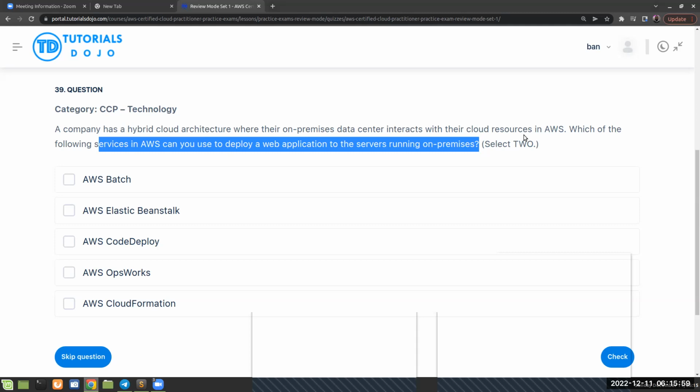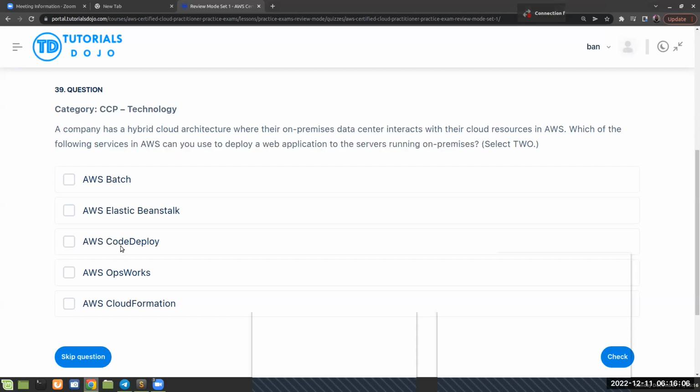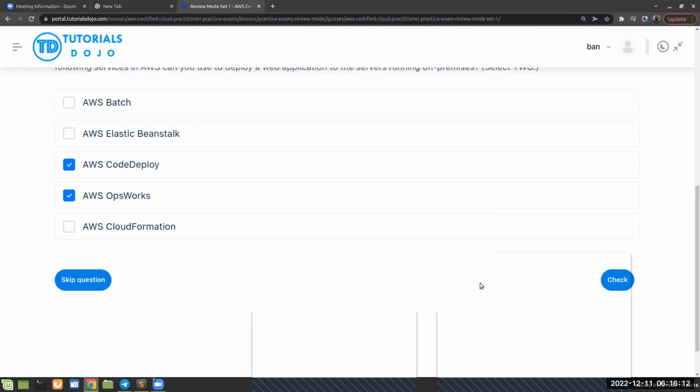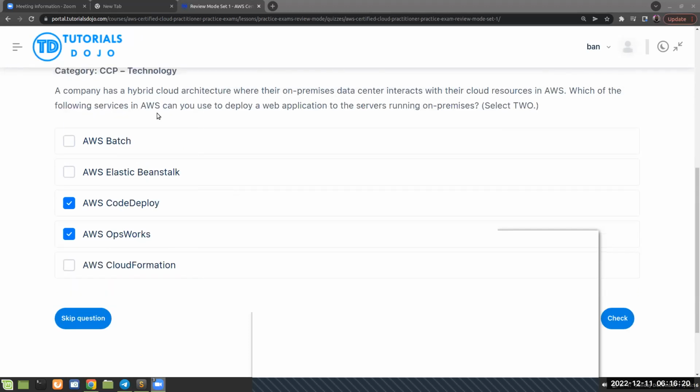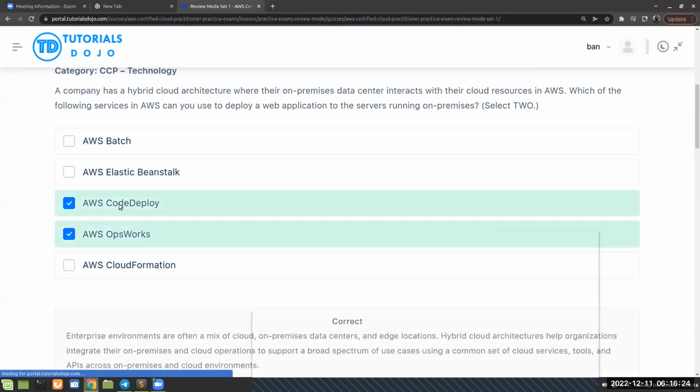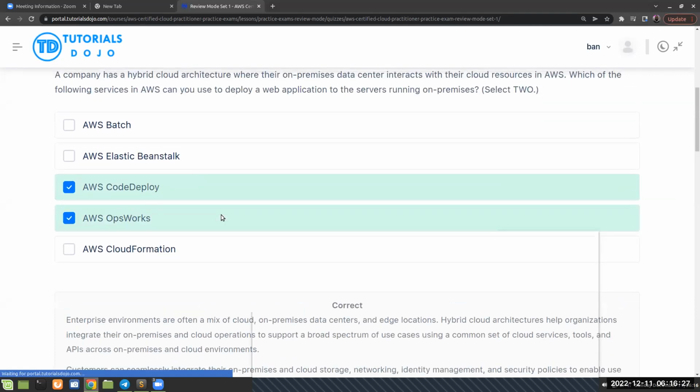I'll go for CodeDeploy and OpsWorks. You say CodeDeploy and OpsWorks. Okay, I see that's supported. So let's check and see, which is C and D supported.